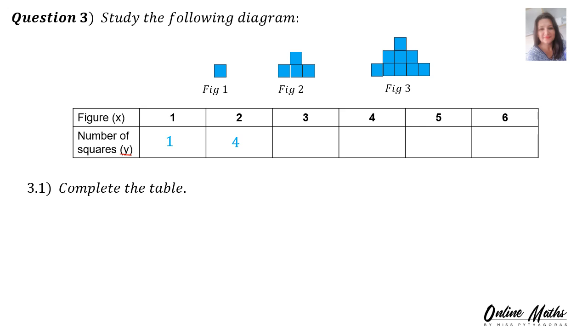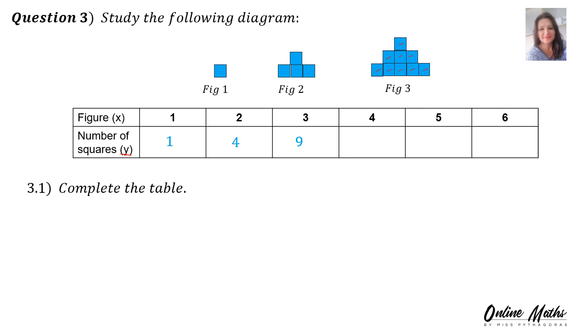Figure 3, when we count the squares, let me do it with you. 1, 2, 3, 4, 5, 6, 7, 8, 9. There's 9 squares, therefore there's 9. Now, unfortunately, there's no more figures. So we have to think about this one. Let's see. When we go to the table, maybe from the table we can decide what happened here.